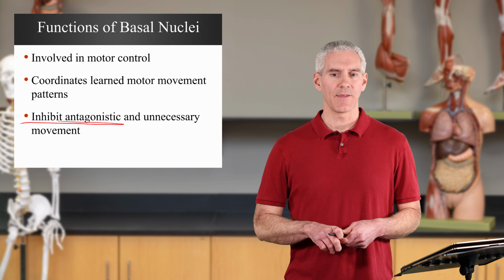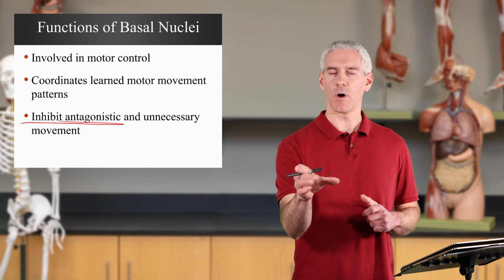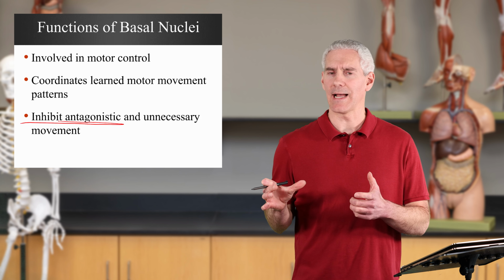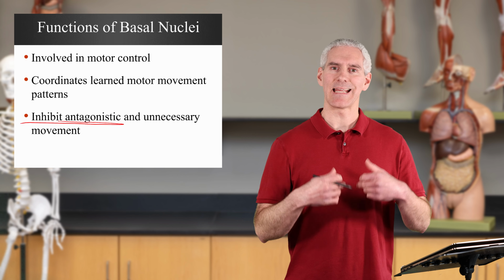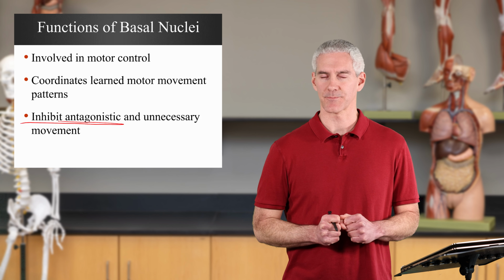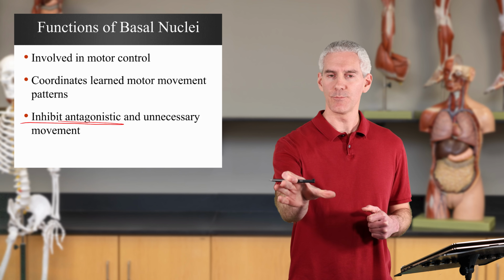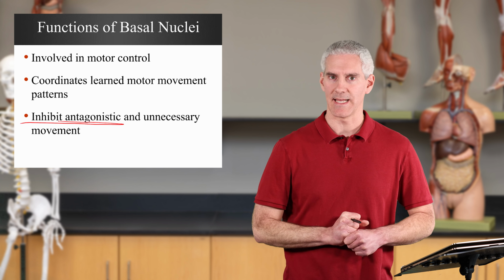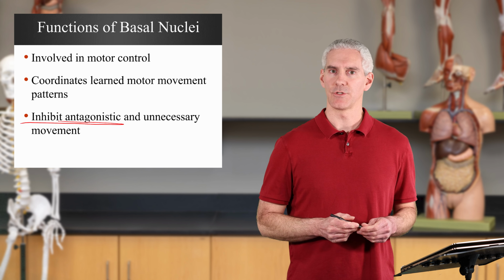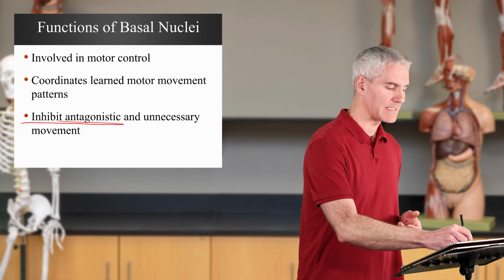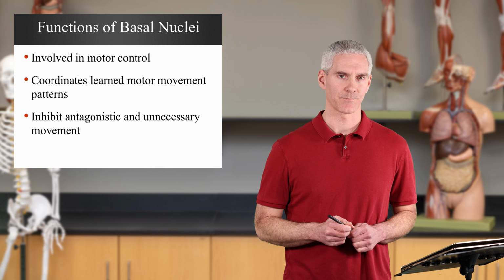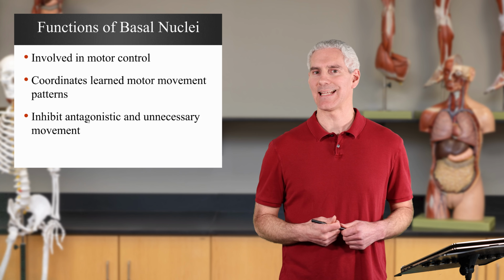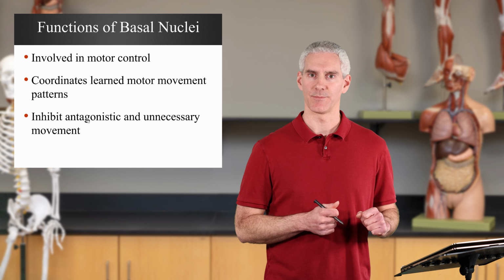So for example, if you're trying to reach to grab a glass of water, would it be very useful for your arm to also go to the side or to pull back? Those would be antagonistic movements, unnecessary movements. It's trying to be a nice, smooth movement, preventing random other movements that would prevent you from completing the action. So this is the basal nuclei, trying to get rid of unnecessary or antagonistic movements.